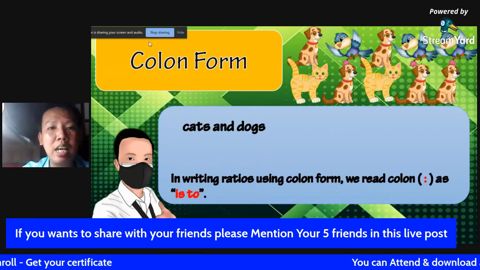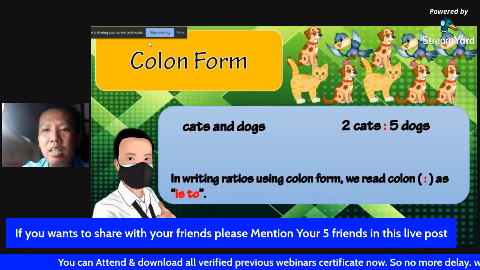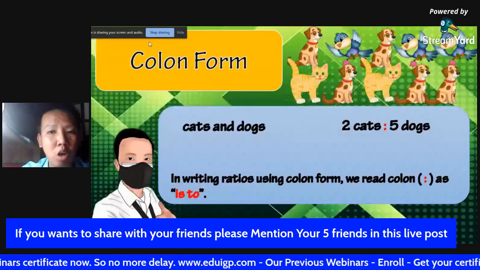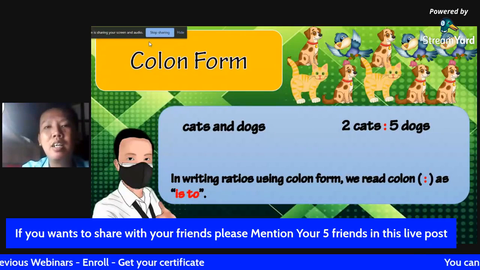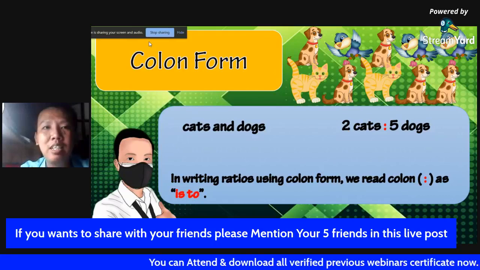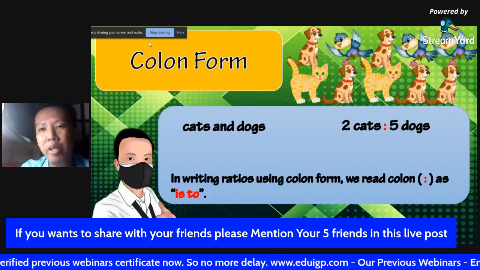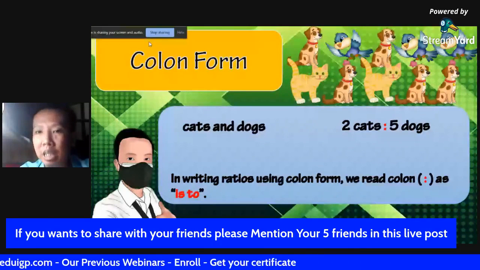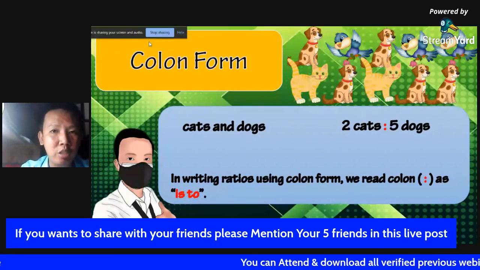Let's start with the number of cats to the number of dogs. If your answer is 2 cats is to 5 dogs, then you are correct. We have 2 cats and we have 5 dogs. Now, my question is, which among the quantities represents our antecedent? Again, the antecedent is the first term in ratio. So if your answer is 2 cats, then correct. Now, if the question is which among the quantities represents the consequent and your answer is 5 dogs, very good, because 5 dogs is the second term given in this particular ratio. Question?